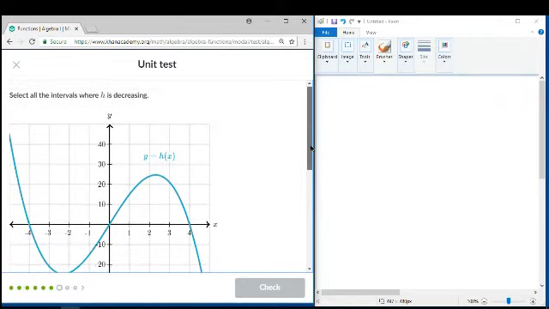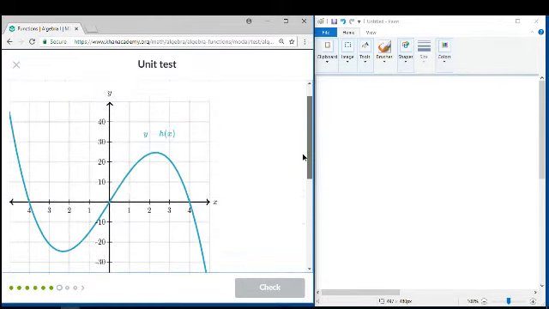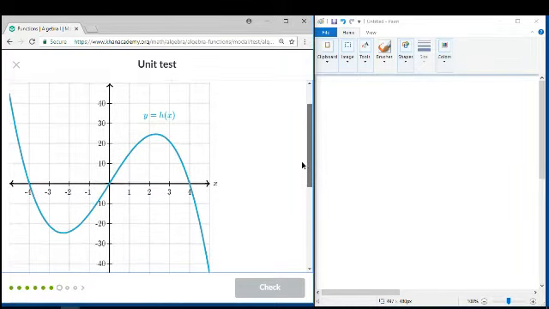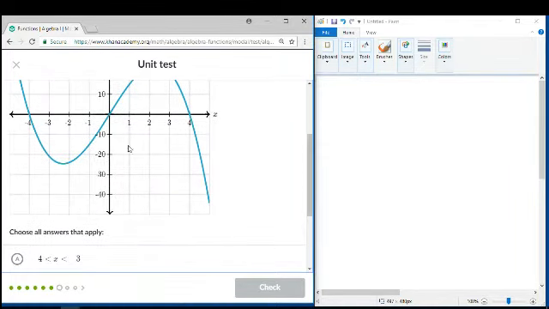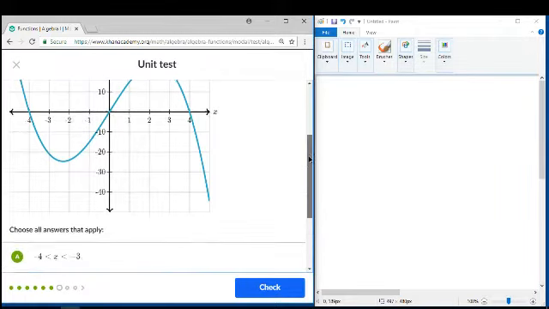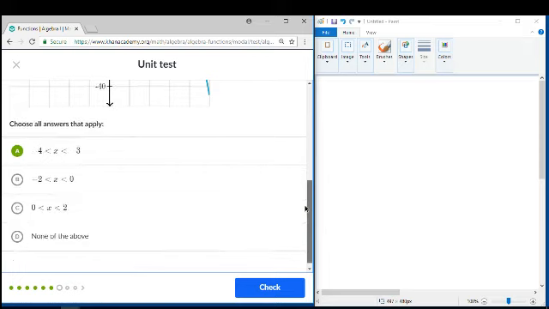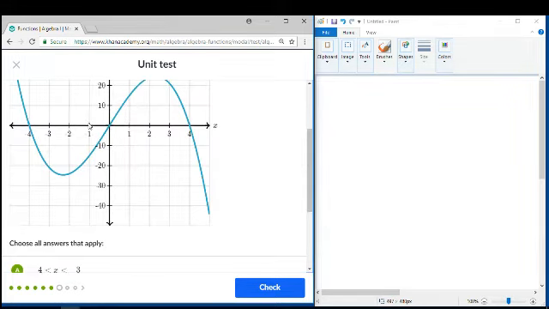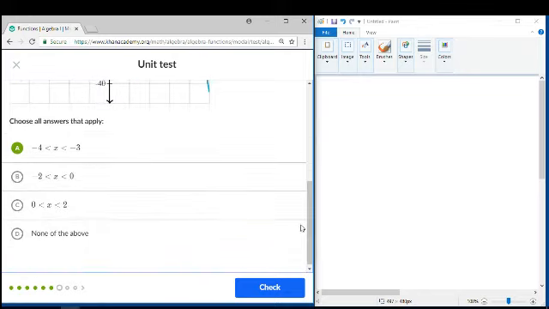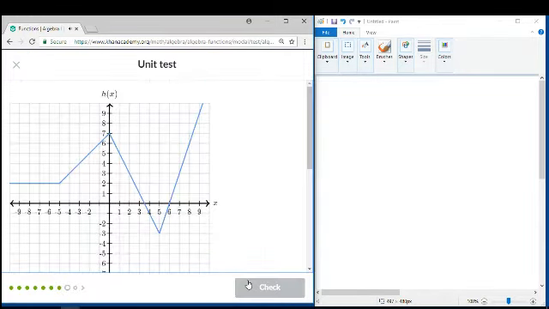All intervals where h is decreasing. All right, so let's look at from -4 to -3. Yep, it's decreasing on that interval. Let's look at -2 to 0. -2 to 0, it's increasing. Look at my arrow. So that's no good. From 0 to 2, increasing, no good. So A was our only answer.